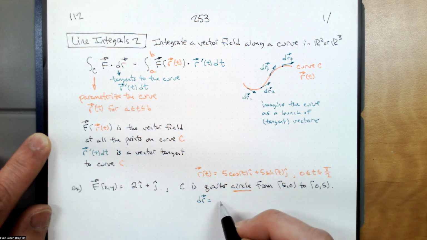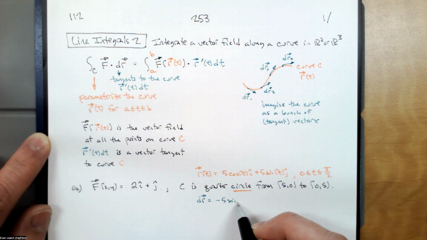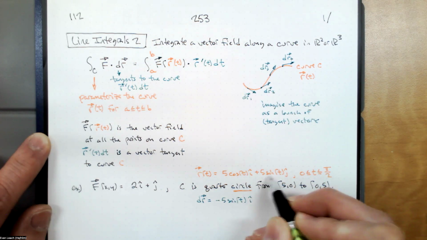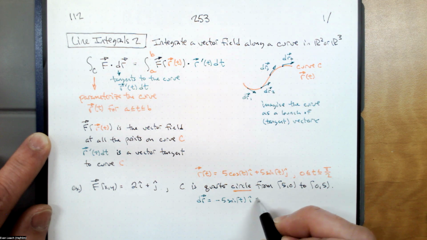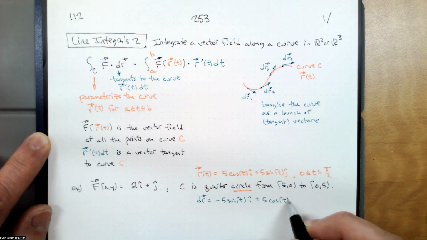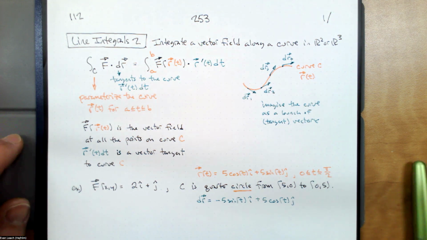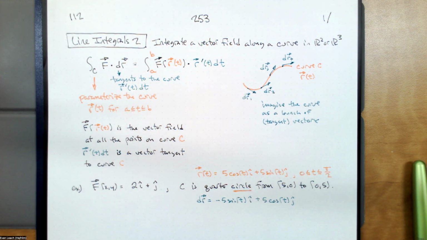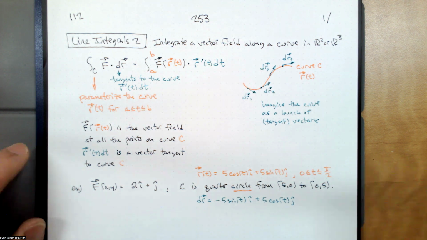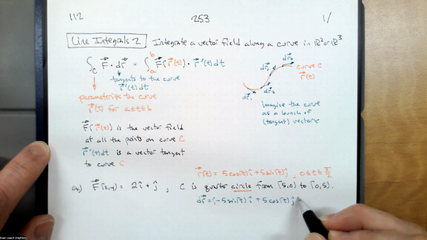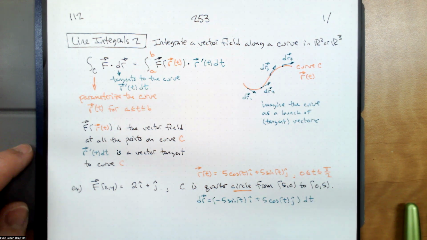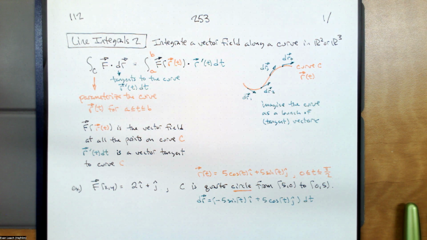The derivative of 5 cosine of t is negative 5 sine of t. The derivative of 5 sine of t is 5 cosine of t. We have the same restrictions on t running from 0 to 2 pi. Oh, and this is all dt. So dr dt is just r prime of t, and then we multiply by the dt. Find out just what the dr is.